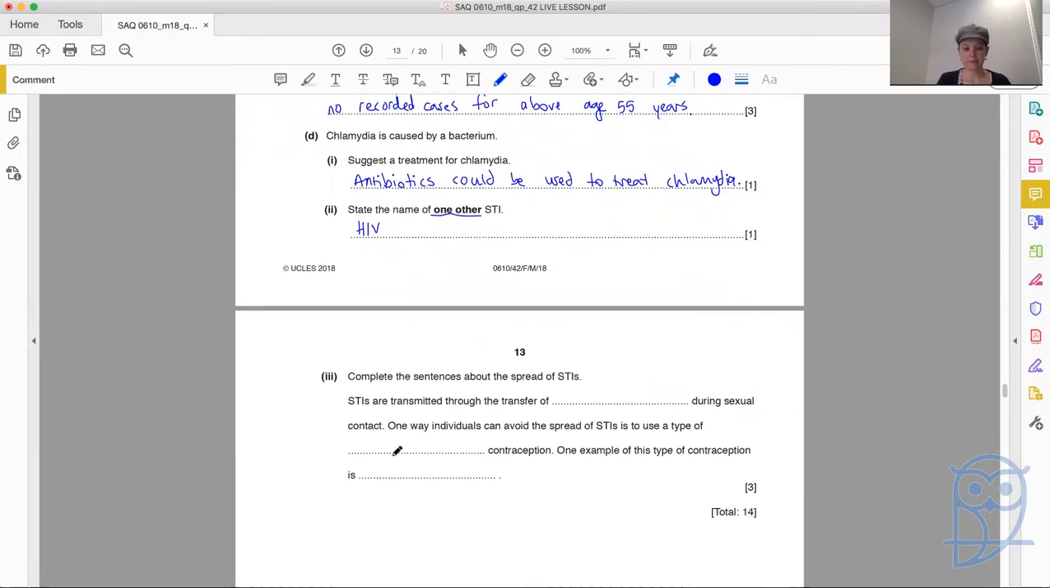Part 3. Complete the sentences about the spread of STIs. So you've got to read through the whole thing and think about what is going to fit in the gaps to make these sentences make sense. STIs are transmitted through the transfer of something during sexual contact. One way individuals can avoid the spread of STIs is to use a type of something contraception. One example of this type of contraception is something. So STIs are transmitted through the transfer of bodily fluids.